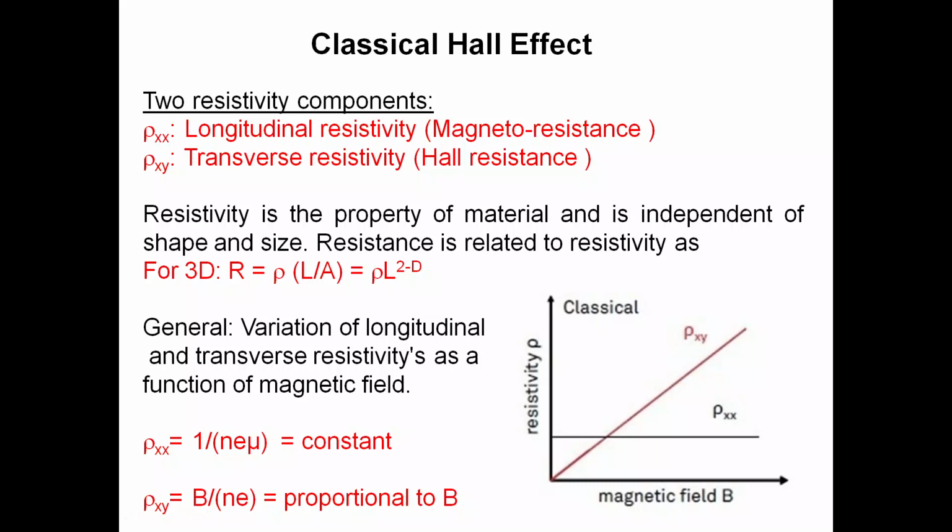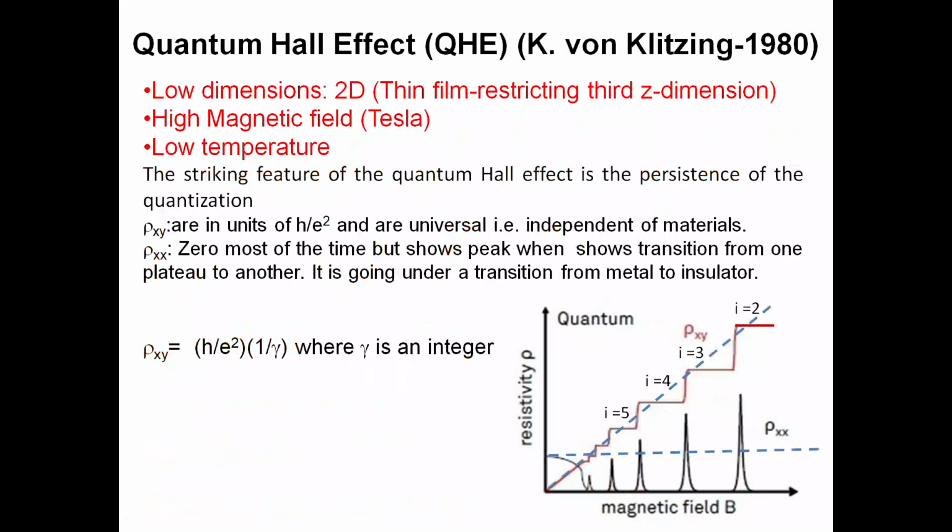Now let's go to the quantum Hall effect. How is your quantum Hall effect different from the classical Hall effect? Okay, so the quantum Hall effect was discovered by K. von Klitzing in 1980, and the classical Hall effect was discovered by Edwin Hall in 1879. So almost 100 years after the discovery of the classical Hall effect, the quantum Hall effect was discovered.